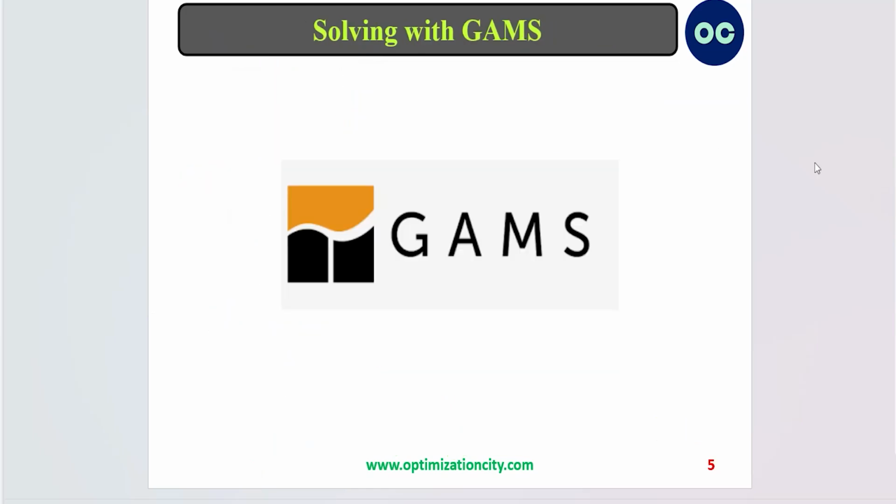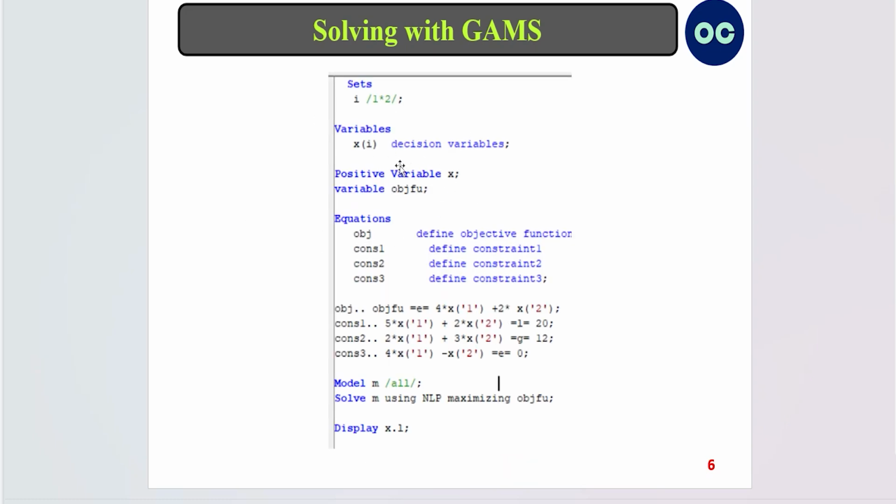Next, we solve the same model using the GAMS software. GAMS is commercial software for solving optimization models in the form of linear programming, integer programming, mixed integer programming, nonlinear programming, and so forth. So this is the code for this model.